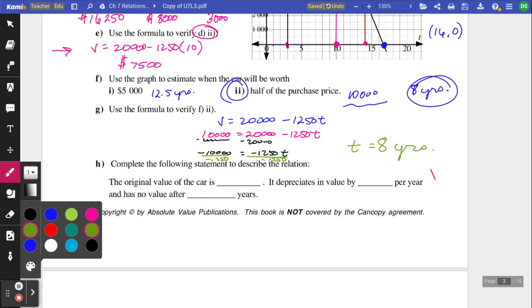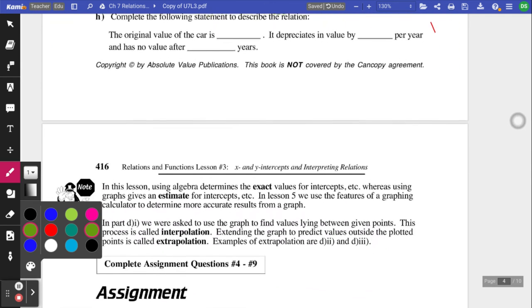Pretty good estimate, right? But your equation is what gives you the correct answer. Yes, Malachi. We've also figured that out because if it's worth nothing at 16 years, then half of that is 8. Right. Only because it's linear? Yes. All right. Okay, so we need to write this down.